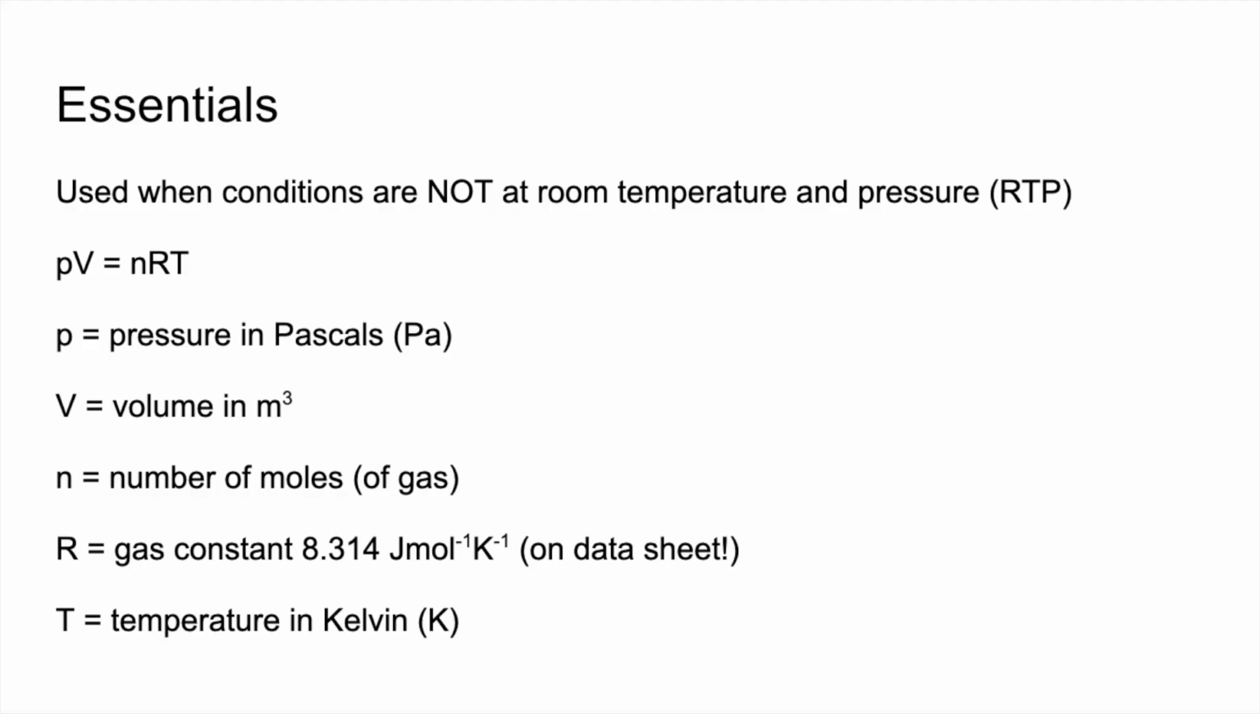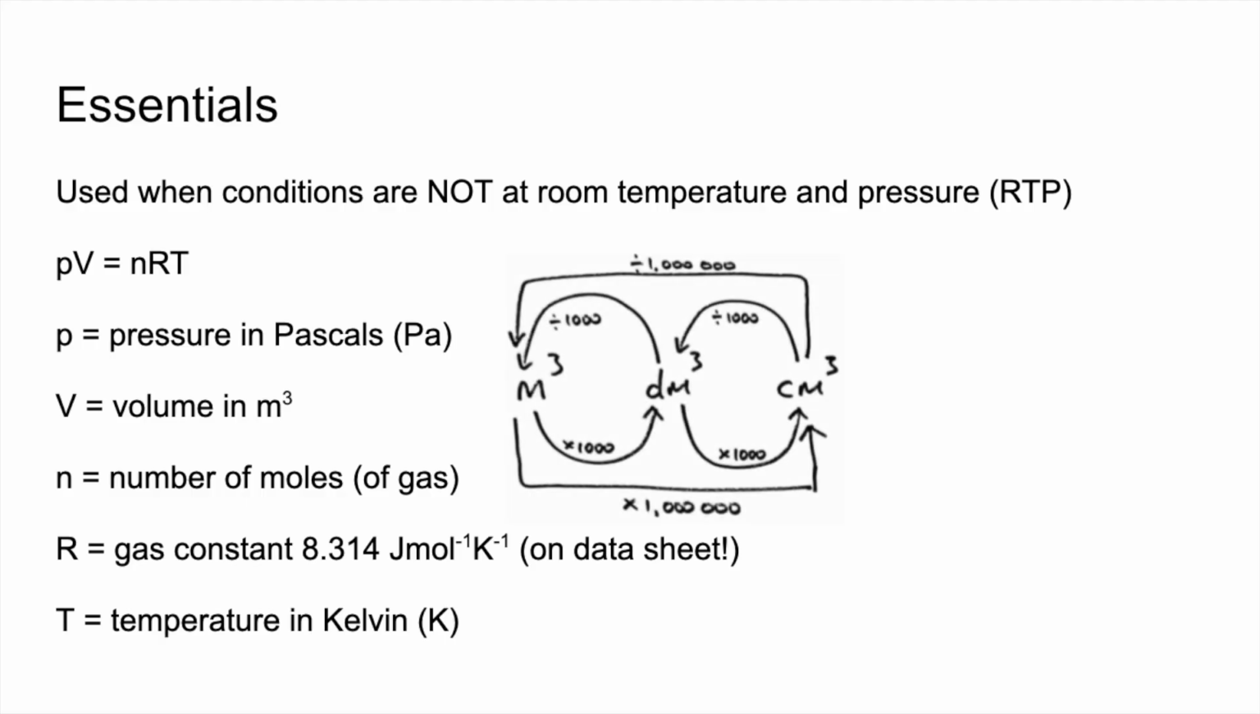So often what they'll do is give you one of these terms in the incorrect units, and you've got to convert them before you type the numbers into your calculator. So we'll look at a couple of the trickier ones. The volume one causes the most problems in my experience. So I've got this little diagram here. Often they'll give you the volume in either dm cubed or cm cubed.